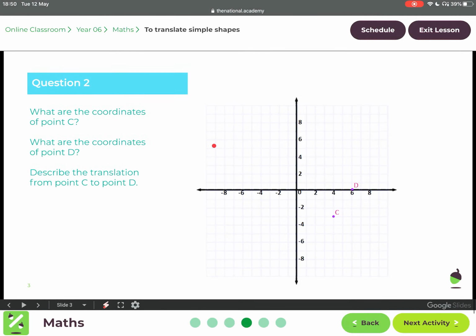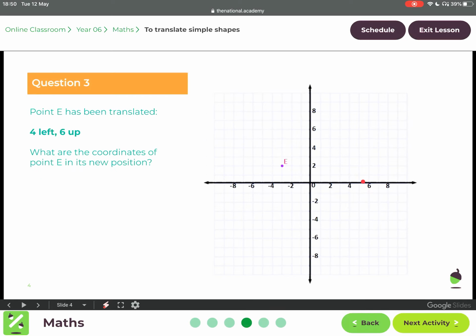Then you've got question 2. What are the coordinates of point C? What are the coordinates of point D? Describe the translation from point C to point D. The answer here would be C is at 4, -3. D is at 6, 0. And to get from C to D, you'd have to do 2 right, 3 up.